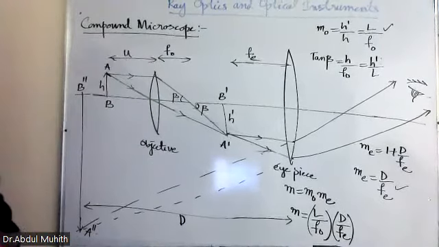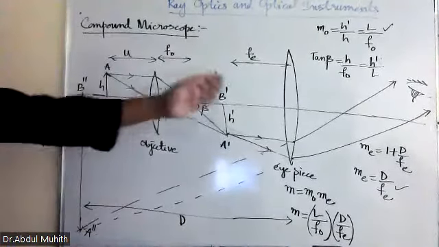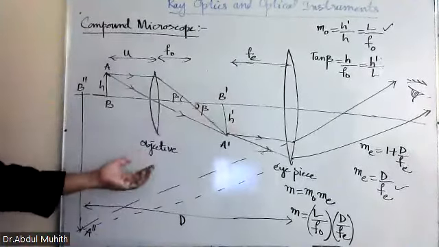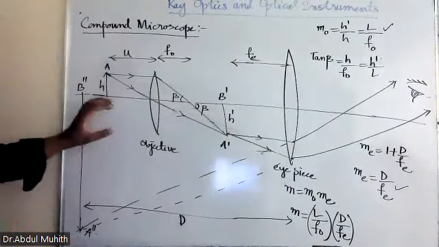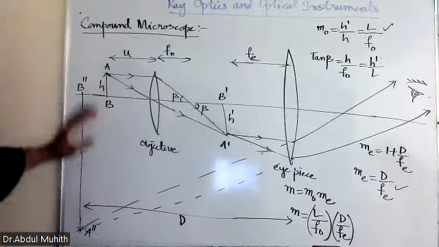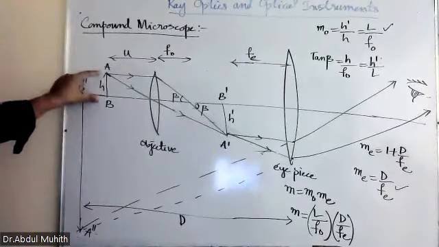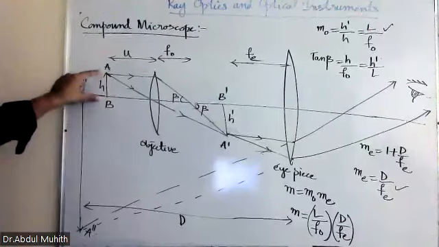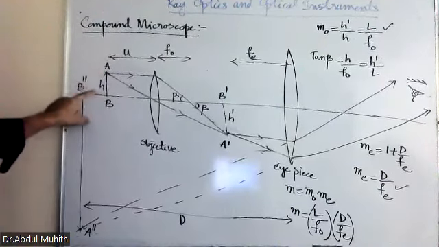Okay, see, once again, I'll explain here. The compound microscope has two lenses. One is the objective, the other is the eyepiece. Here, what will happen? This is the object AB, placed in front of the objective, which has height h.